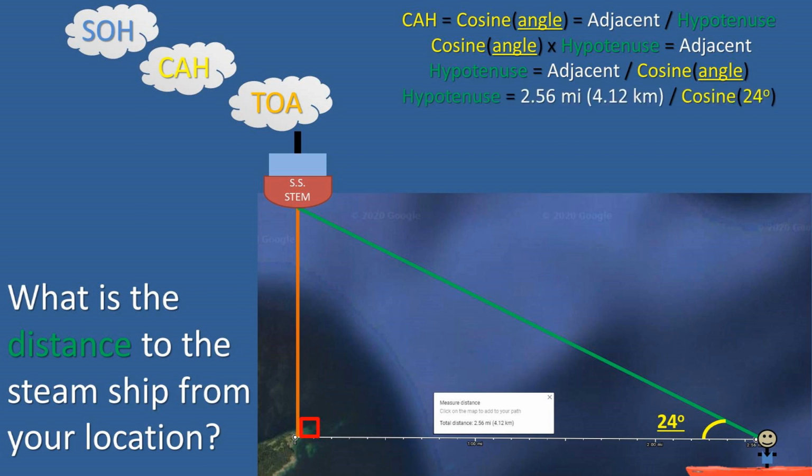Now to solve this problem, we need to plug in our adjacent side, or distance to Blake Point, and our angle to the steamboat, which is 24 degrees. Pressing the enter key on our calculator, we get a distance of 2.802 miles for the hypotenuse or longest side of the triangle, which is the distance to the steamboat.